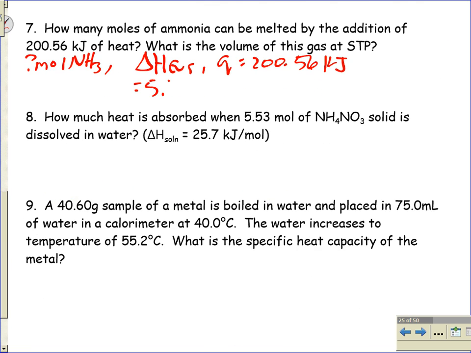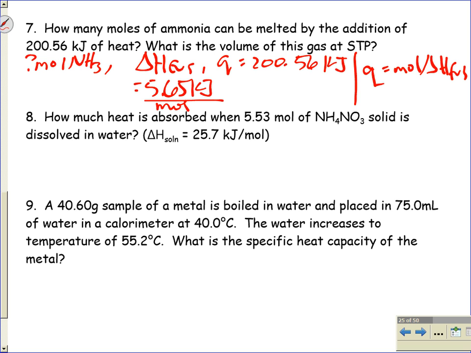This is 5.65 kilojoules per mole. What equation can we use to solve for moles? I can either do the mass times delta H fusion, or the moles times delta H fusion. I'm going to do that one because I'm looking for moles right now anyhow. So Q is equal to moles times delta H fusion would be what you're going to start with.